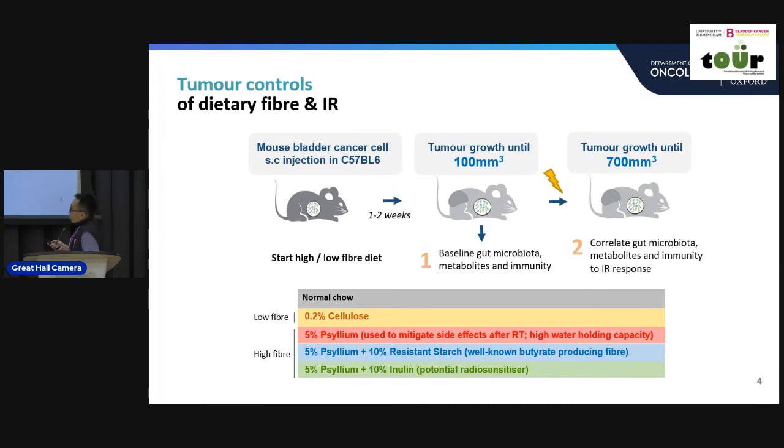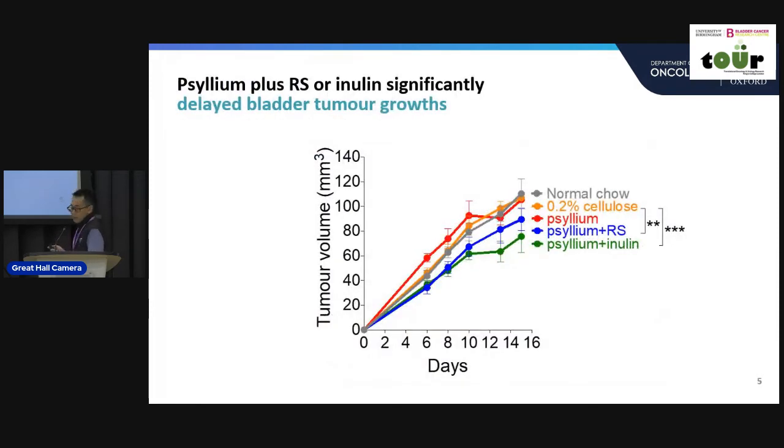After that, there are 2 cohorts. In one cohort, I just monitored the tumor volume until 100 cubic millimeters. For the second cohort, I gave them 6-gray radiation and monitored them up to 700 cubic millimeters. For the first cohort, to study the effect of dietary fiber alone, orange is the low fiber diet, and red, blue, and green are the high dietary fiber groups. As we can see, psyllium plus resistant starch and psyllium plus inulin can significantly delay tumor growth.